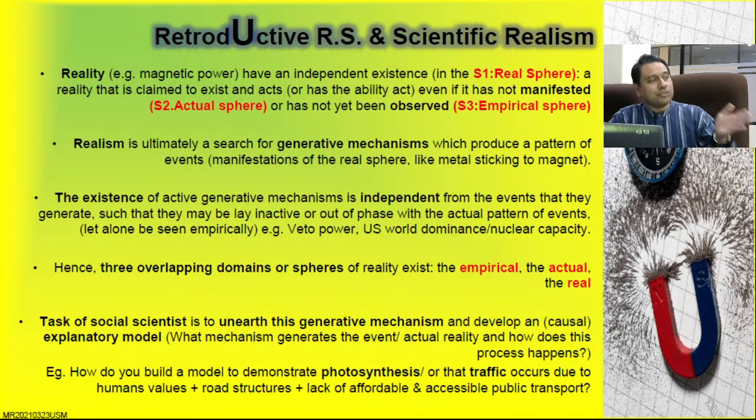So for example, how do you build a model to demonstrate photosynthesis? Or how do you build a model to demonstrate that traffic occurs due to human values, road structures, lack of affordable and accessible public transport? This is retroductive research, right? When you build a model, you verify and test it, until you see that it is a viable model that actually explains the unseen, right? So for example, if we talk about traffic, then we zoom down to just one problem: traffic and human thinking, right?